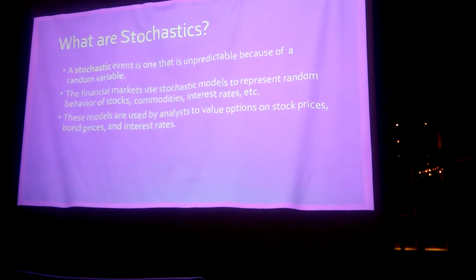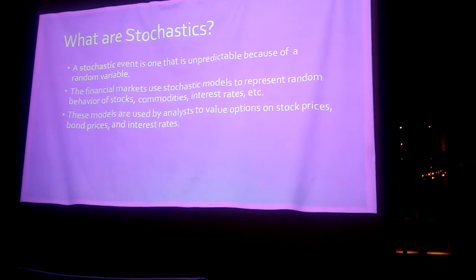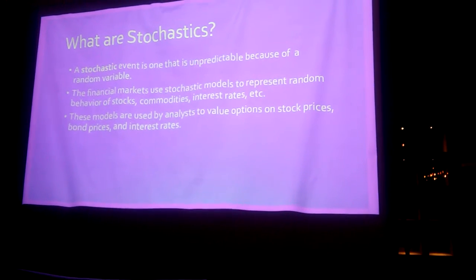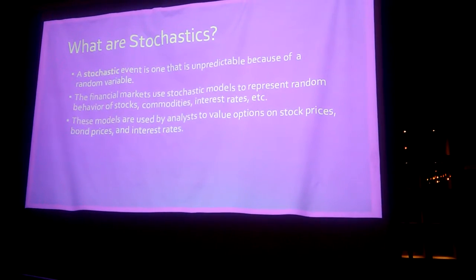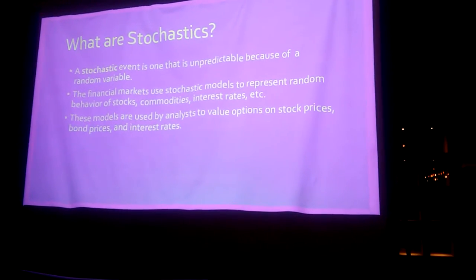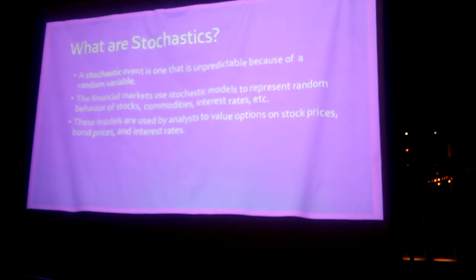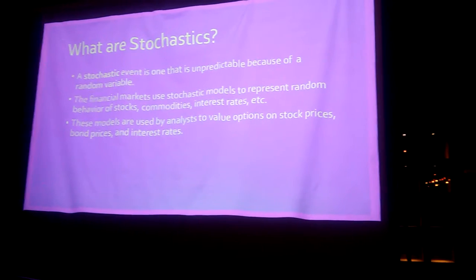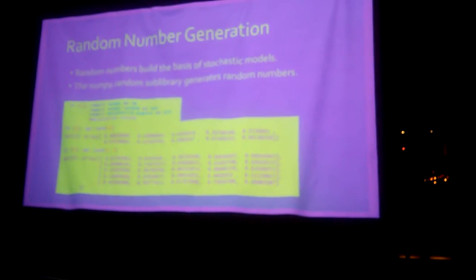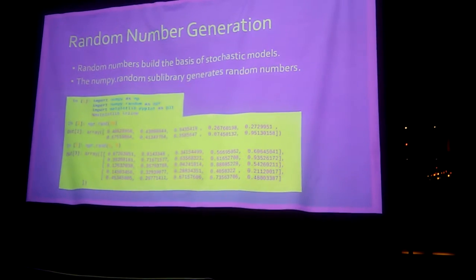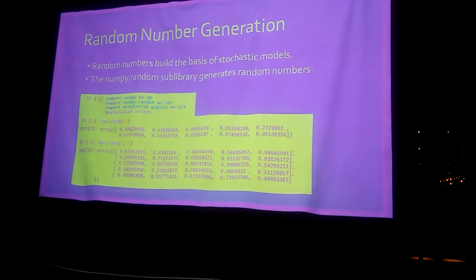We can also work with stochastics with Python. A stochastic event is one that's unpredictable because there's a random variable. In financial markets, we use stochastic models to represent random behavior of things like stocks, commodities, relative currency prices, and interest rates. And these models are then used by analysts to value options of stock prices or bond prices. So random numbers build the basis for stochastic models, and luckily we have the NumPy random sublibrary to generate them for us.